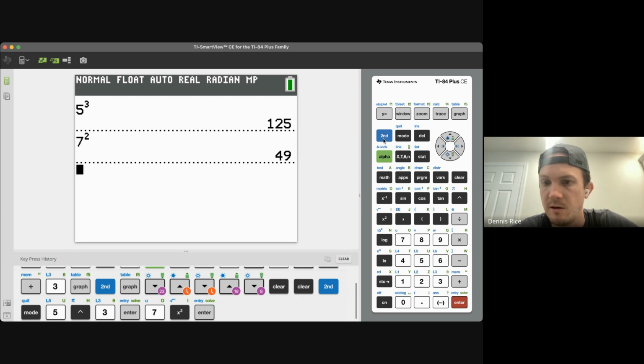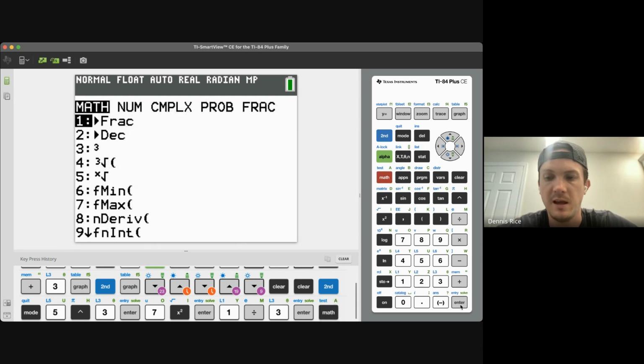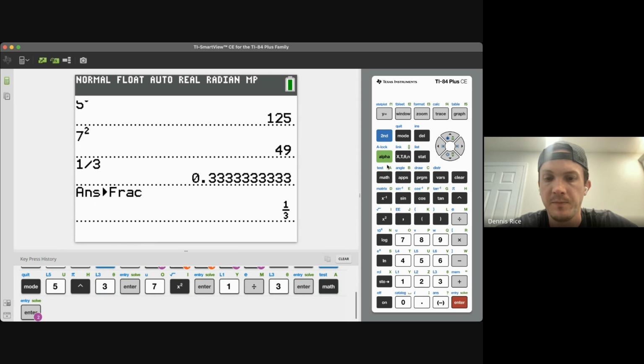What else did I want to cover? Fractions and decimals, things like that. If you have some decimal on your screen and you want to make it a fraction, you hit math, enter. The nice thing about that is it will always reduce it for you. So when it gives you it in fraction form, it will give it to you simplified. So you kind of have a built-in way of simplifying fractions.